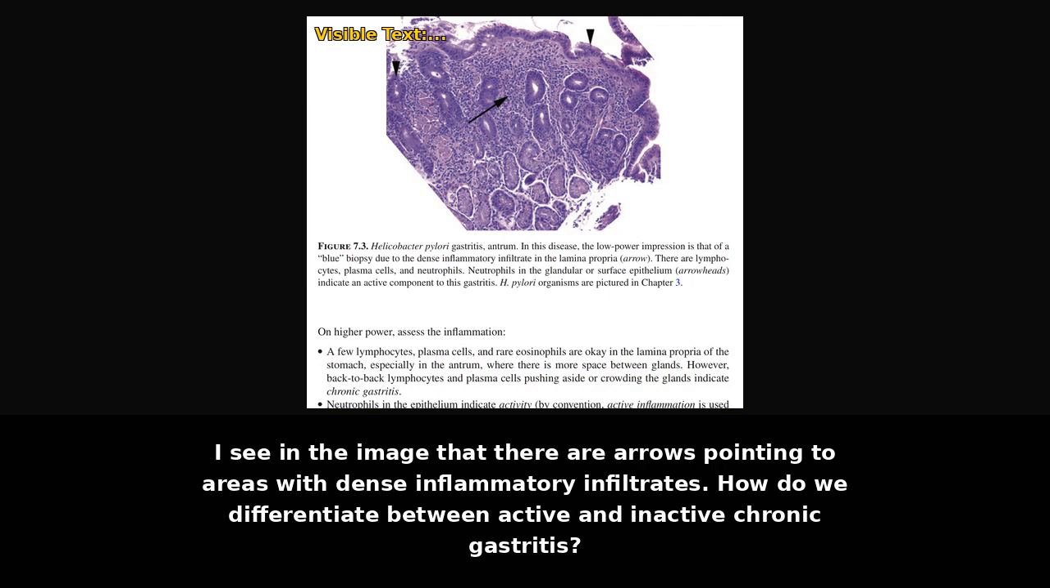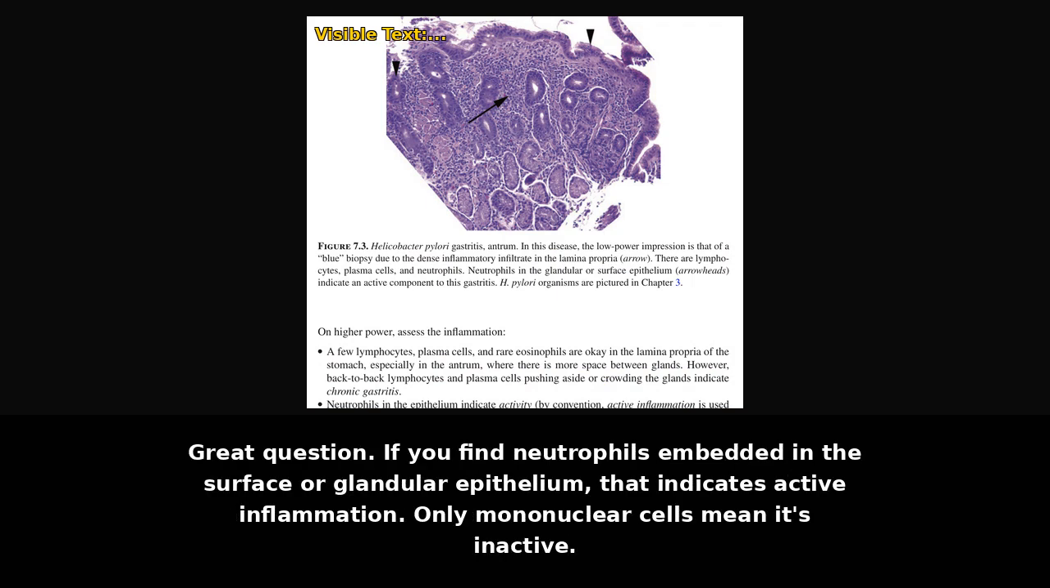How do we differentiate between active and inactive chronic gastritis? Great question. If you find neutrophils embedded in the surface or glandular epithelium, that indicates active inflammation. Only mononuclear cells mean it's inactive.